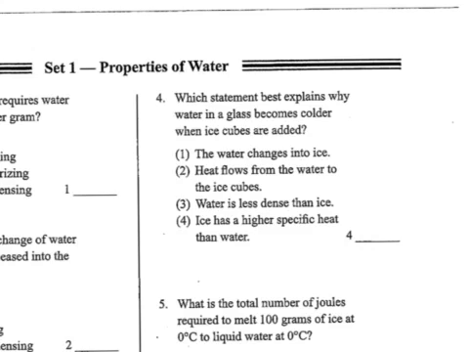Question number 4. Which statement best explains why water in a glass becomes colder when ice cubes are added? So the important thing to remember with this statement is something that wasn't in the reading before, and that is the idea of sources and sinks. Remember, the energy always flows from sources to sinks. And so what you need to decide when looking at this is whether or not the water in the glass is the source of energy or is a sink of energy.